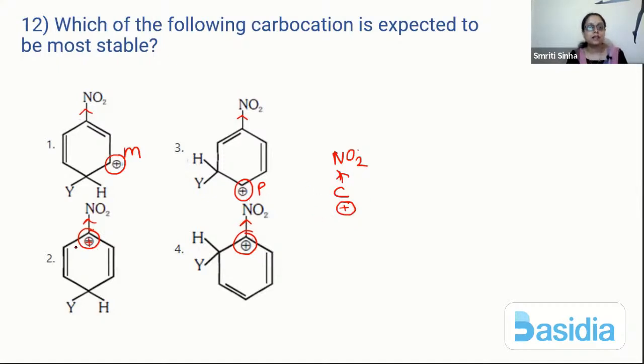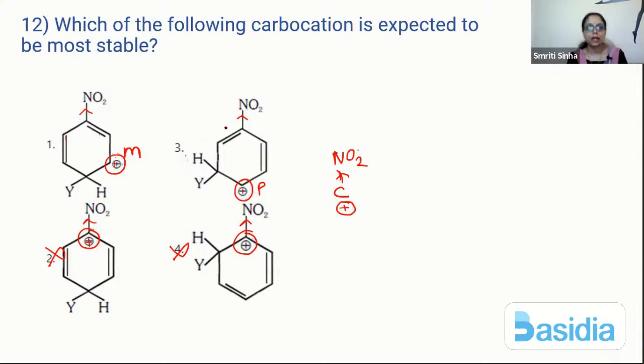Therefore, positive charge near the nitro carbon itself is very unstable. Therefore, here options 2 and 4 are ruled out. Now we are left with 1 and 3. If you see in option 1, this positive charge is in resonance, meaning it is in conjugation with the pi bond. In 3 also, this positive charge is in conjugation with the pi bond. But in 1, the nitro group is meta to this positive charge, and in 3, nitro is para.